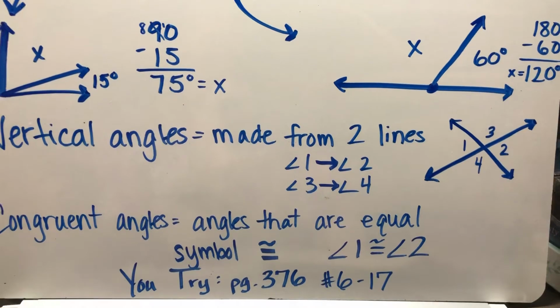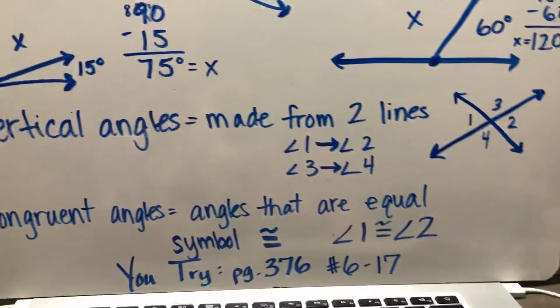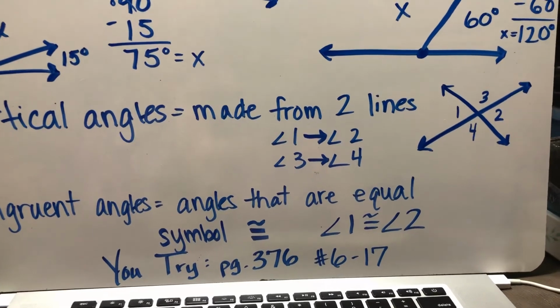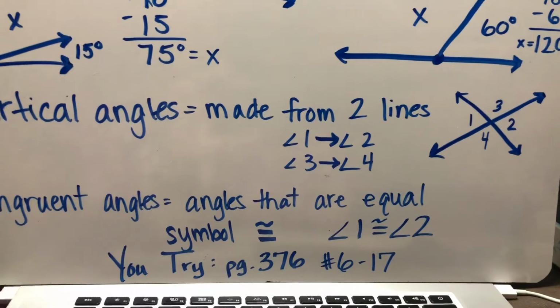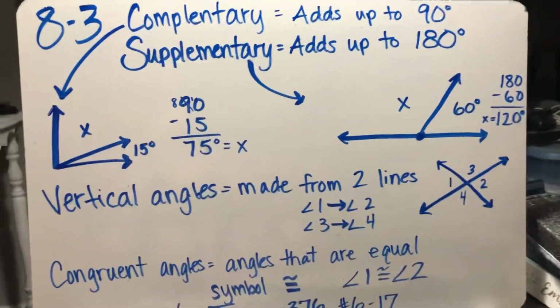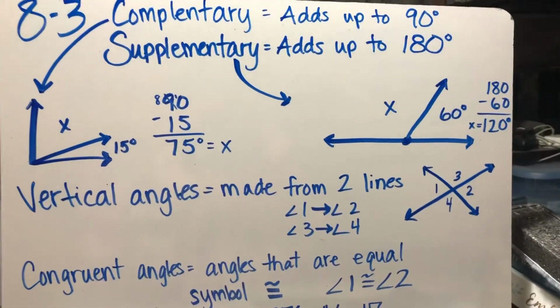So instead of, if your computer doesn't have the degree sign, which I don't think that they do, you can just type in the word degrees. Okay. So I want you to try 6 through 17 today after you write all of this in your measurement and geometry book. Okay. There's Monday's lesson.